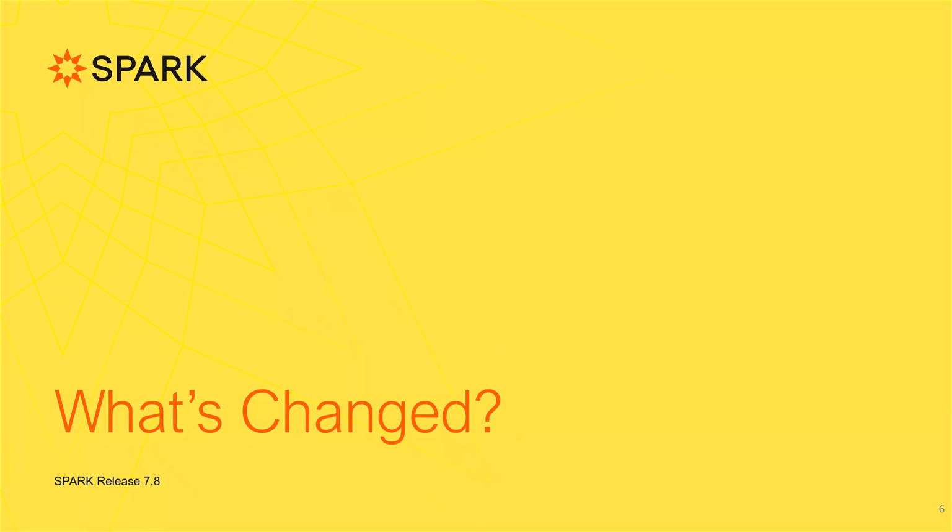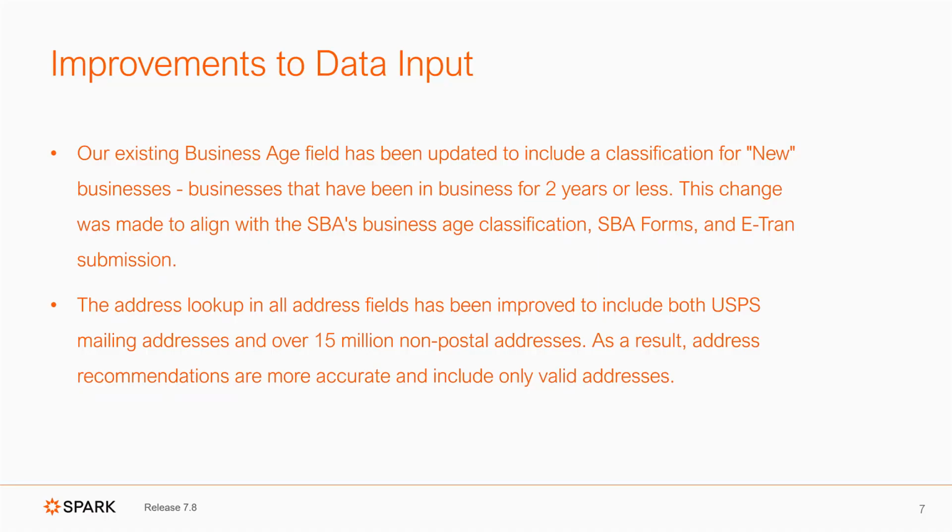Okay, shifting to what's changed in 7.8. First, we've made various improvements across Spark in terms of inputting and saving data. So some of these examples are the business age field now includes a third option, which is a new business. That's in addition to the existing business and startup business options. So we made that change to align more closely with how the SBA stores that data.